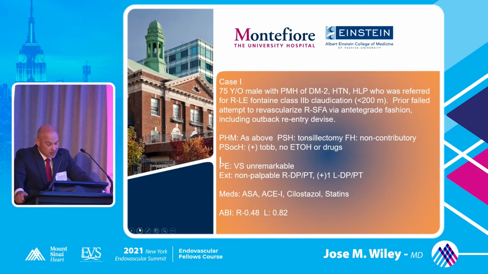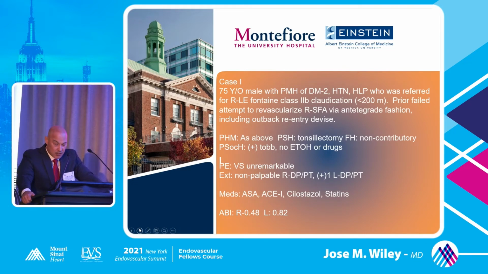Our first case is a 75-year-old gentleman with a past medical history of diabetes, hypertension, and hyperlipidemia, referred for right lower extremity Fontaine class 2B claudication, which we define as claudication occurring at less than 200 meters. This case was a calf claudication. There was a prior failed attempt to revascularize the right superficial femoral artery via antegrade fashion, including a reentry device. Surgical history: prior tonsillectomy. Family history non-contributory. Social history: current cigarette smoker, no ETOH or illicit drug usage.